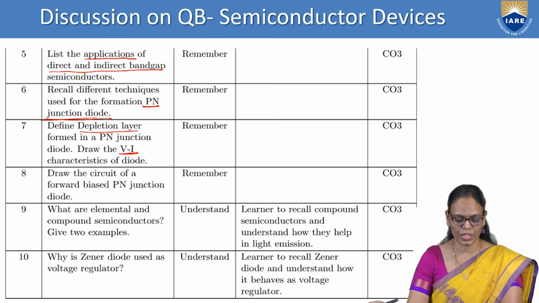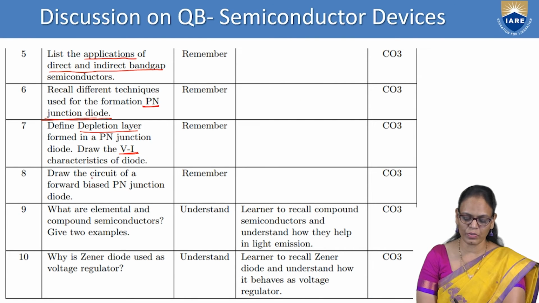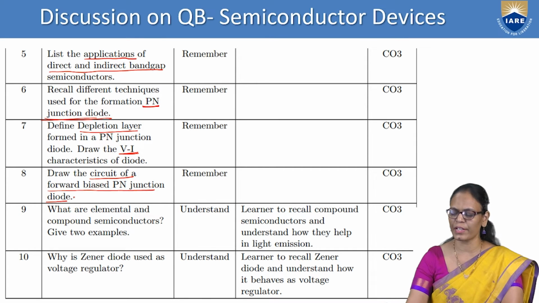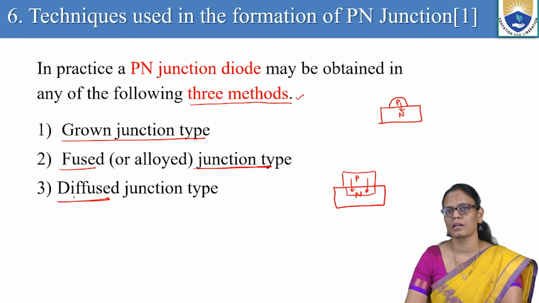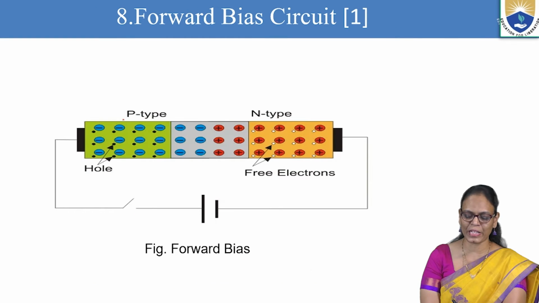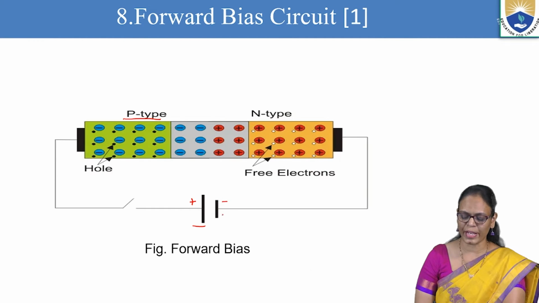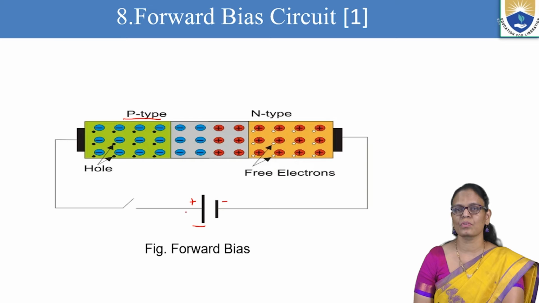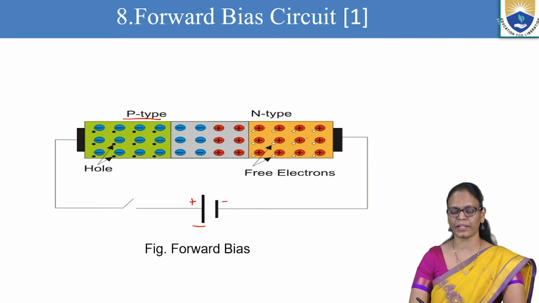Now the next question is, draw the circuit of a forward biased junction. We have already discussed this, so let us just see the diagram and move forward. In forward bias, what is important? P type should be connected to the positive of the external supply and N type to the negative of the external supply. So this is very important: P connected to positive and N connected to negative.